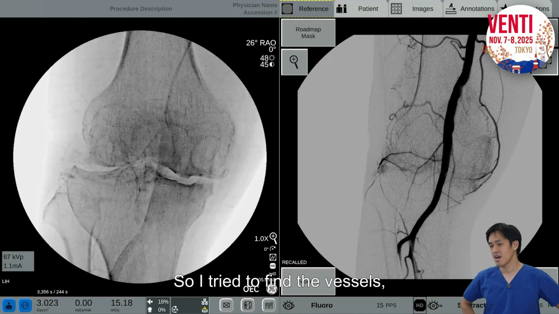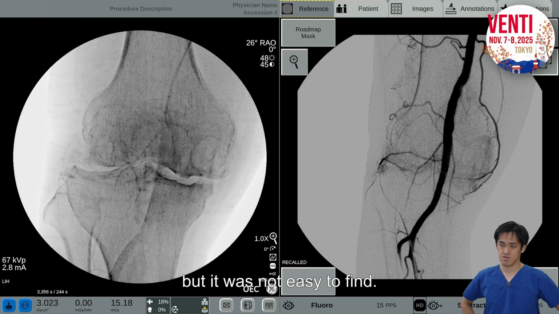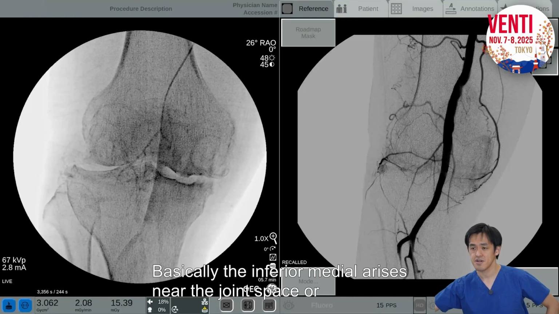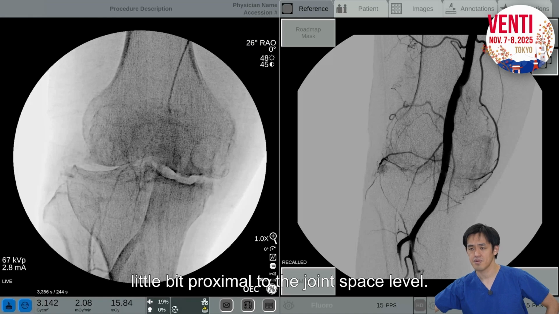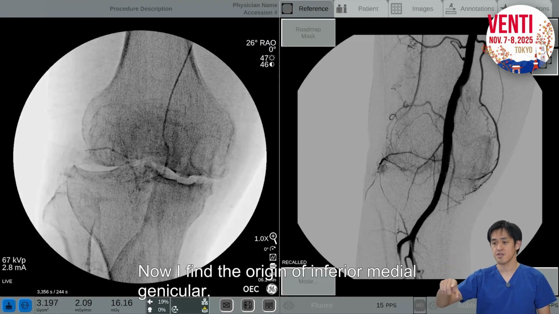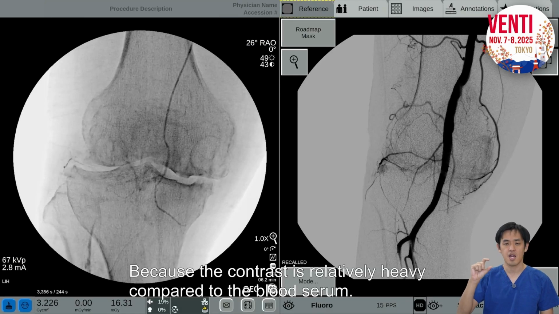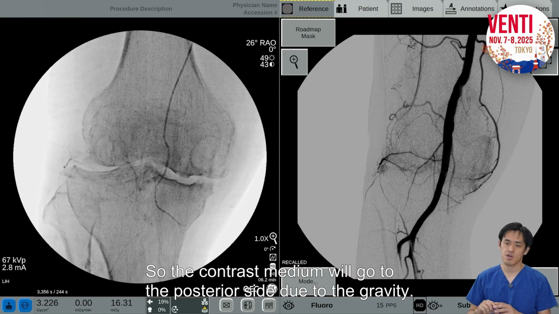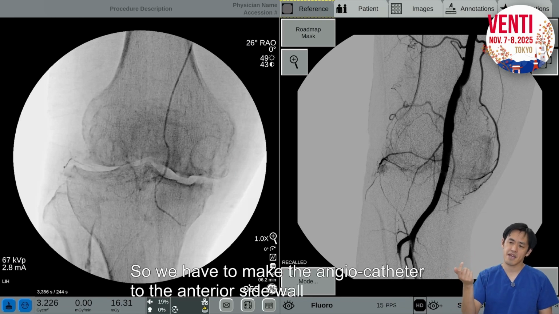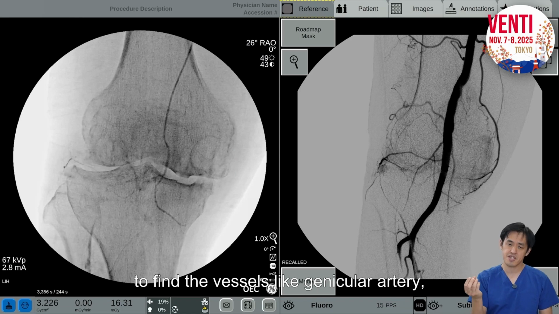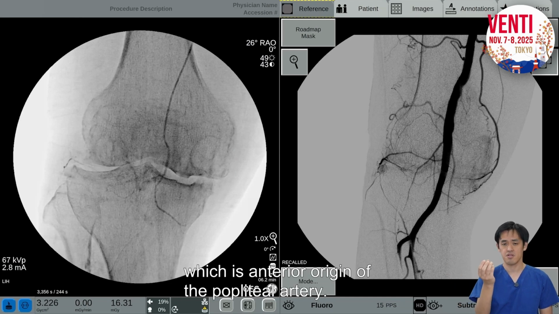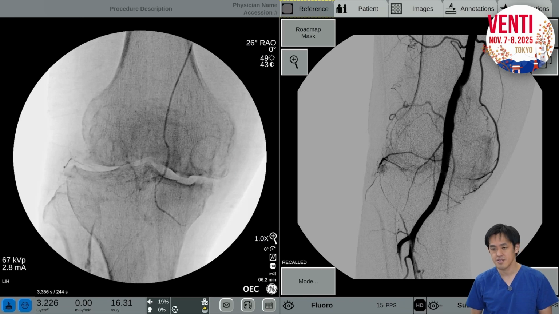So I tried to find the vessels, but it was not easy to find. Basically, the inferior medial lies near the joint space, or a little bit proximal to the joint space level. Now I find the origin of the inferior medial genicular. Because the contrast is relatively heavy compared to the blood serum, the contrast medium will go to the posterior side due to gravity. So we have to move the angiocatheter tip to the anterior side wall and find the origin of vessels like the genicular artery, which is an anterior origin of the popliteal artery. That is the important thing.